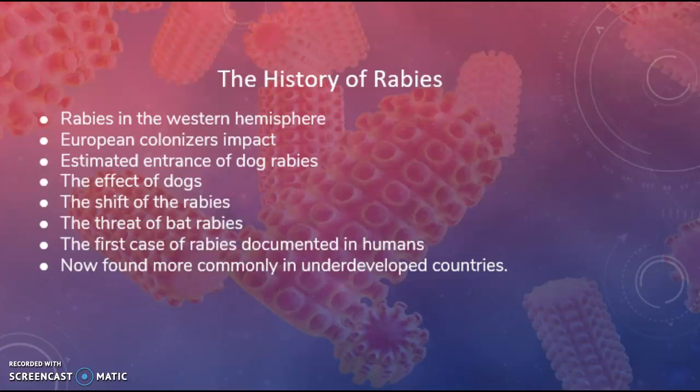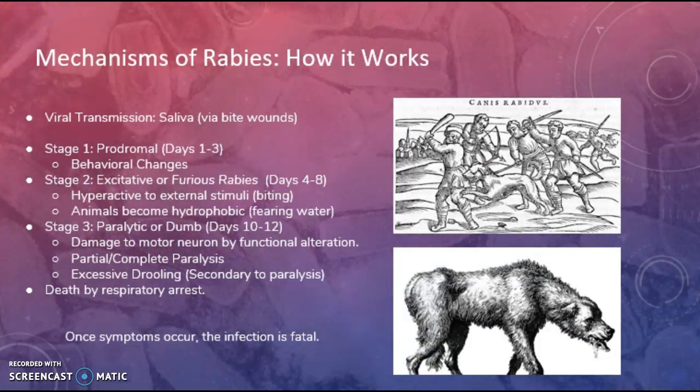The first documented case of rabies in humans was in 1779, and in the early 1800s, the frequency and geographic distribution of rabies increased. 3 stages of rabies are recognized in dogs. The first stage is a 1 to 3 day period characterized by behavioral changes and is known as the prodromal stage. Animals previously friendly will become aggressive, and animals previously aggressive will become friendly.